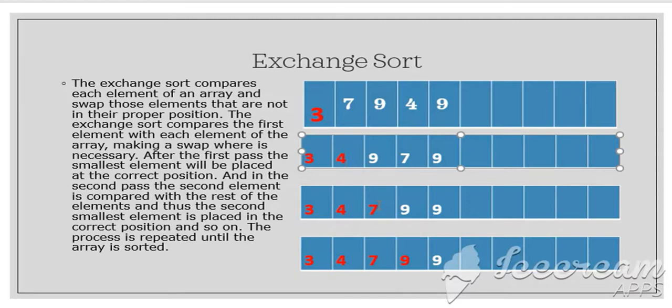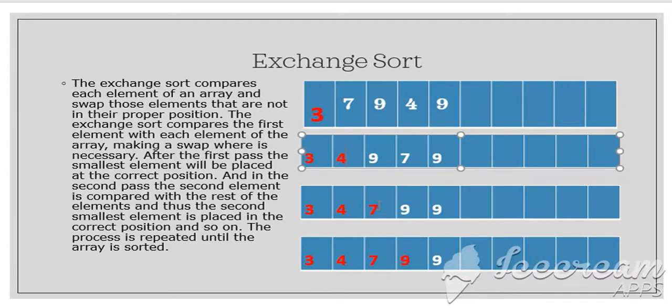So that means if an array contains n elements, we need n minus 1 passes to sort it. That is what we need to understand. If there are 5 elements, 4 passes are needed to sort the array. If there are 6 elements, 5 passes are needed. So if an array contains n elements, we need n minus 1 passes to sort the array.